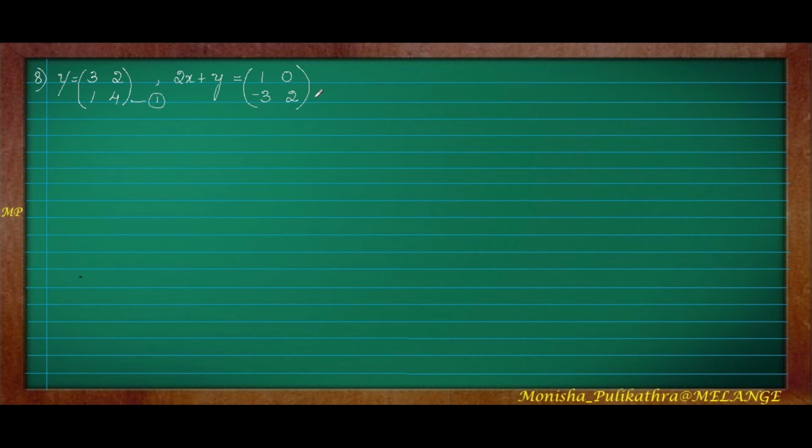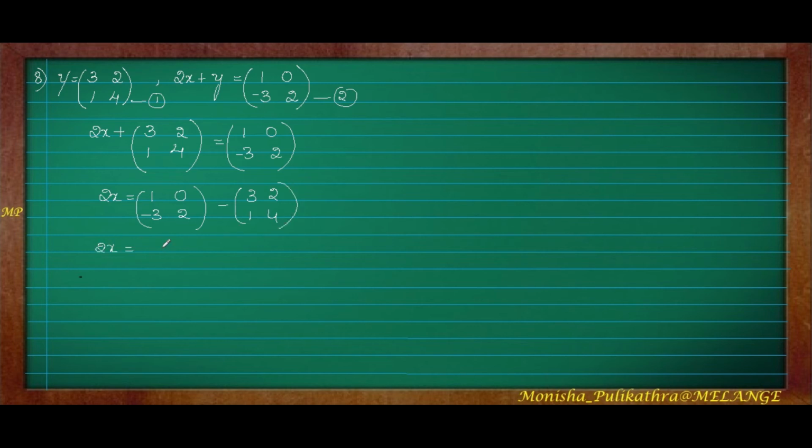So let this be equation 1 and let this be 2. So here, since y is there, we have to substitute this y matrix in the place of y. So 2x plus, in the place of y, we have to include this matrix, that is [3, 2, 1, 4], is equal to [1, 0, -3, 2]. Since we have to find out this x value, I will be shifting this matrix to the right hand side. So 2x is equal to [1, 0, -3, 2] minus [3, 2, 1, 4].